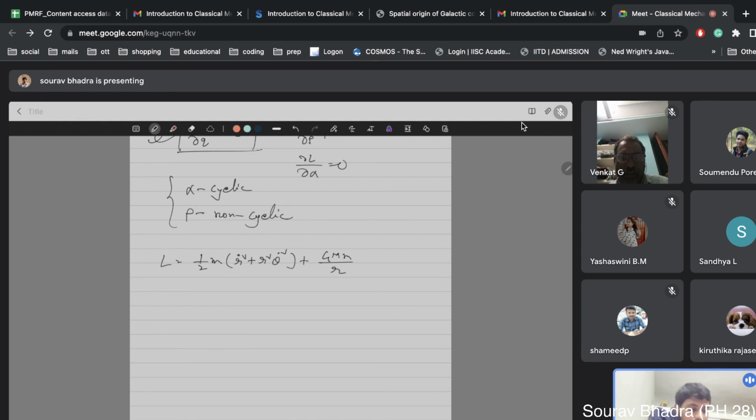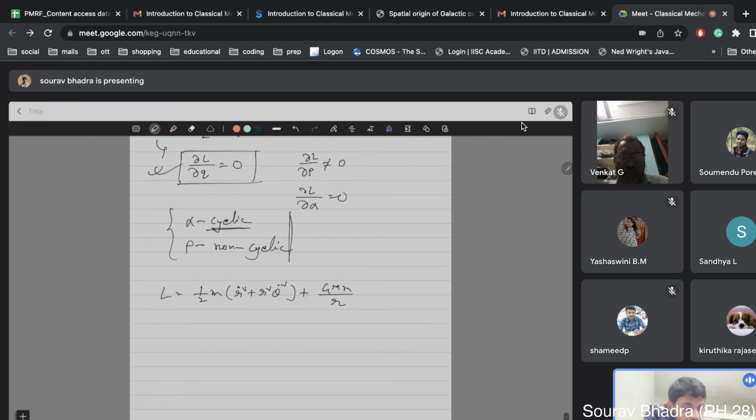Now the question is which are the conserved quantities. Conserved quantities are those which are associated with the cyclic coordinate, right? Because d dt of del L del alpha dot minus del L del alpha equals 0, and as alpha is cyclic, the second term is already 0. That means d dt of del L del alpha dot equals 0, and this del L del alpha dot is actually the momentum along the alpha direction. So the time derivative of the momentum is 0, which means the momentum is conserved.